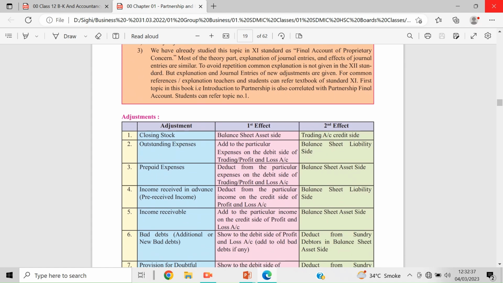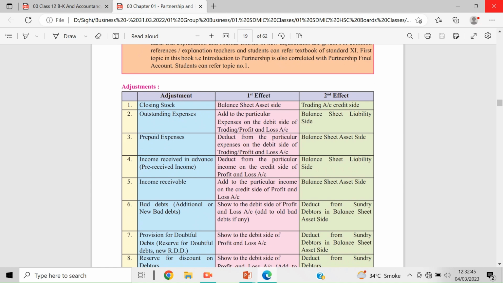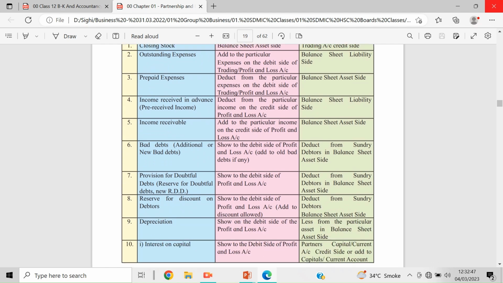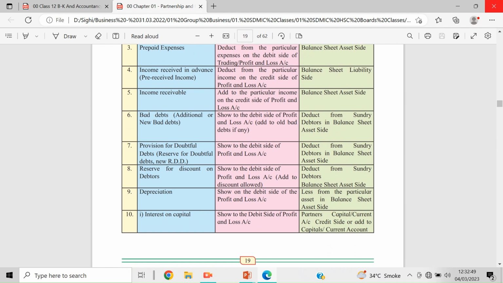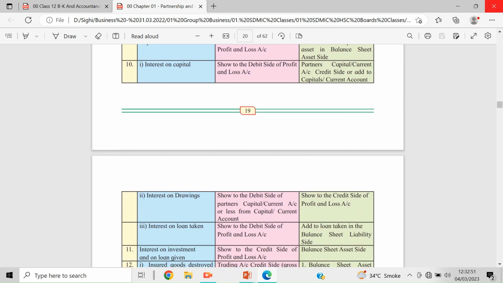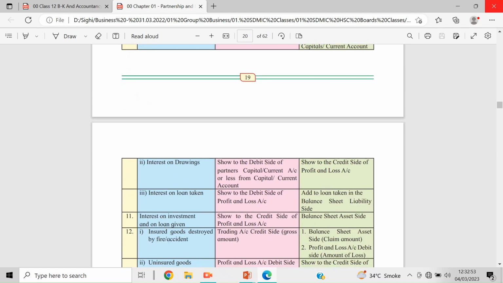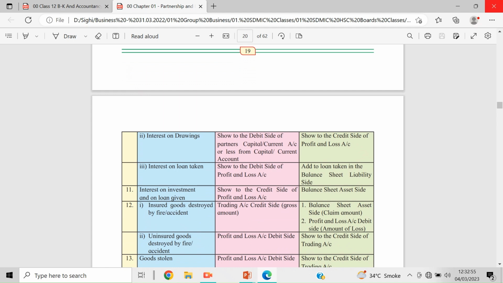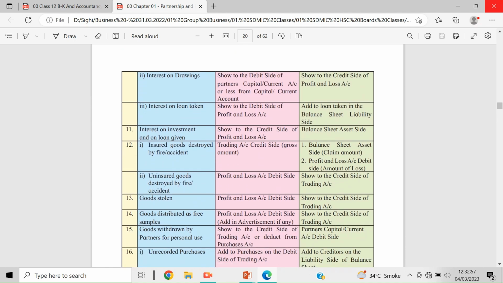These things we already explained in a few parts. See: closing stock, outstanding expenses, prepaid expenses, income received in advance, income receivable, bad debts, provision for doubtful debts, reserve for doubtful debts, depreciation, interest on capital, interest on drawings, interest on loan taken, interest on investment, insured goods destroyed by fire. These come in the trading and profit and loss account.